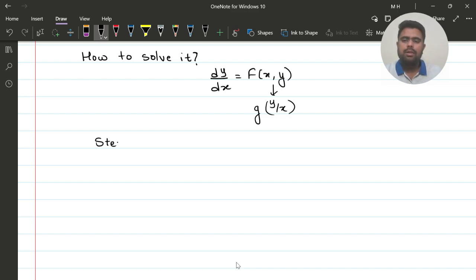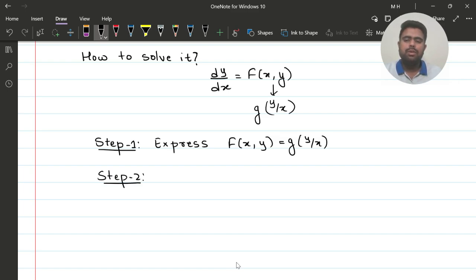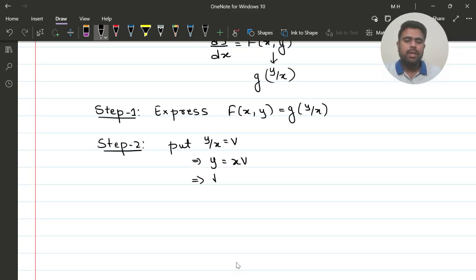What is our step 1? The step 1 is: express the function f of x comma y as a function of y by x, that is some g of y by x. Okay, in step 2 what do we do? We substitute y by x equal to v. So what will we get? We will get y is equal to xv. If we differentiate it, what will I get? I will get dy by dx is equal to, derivative of x is 1, keep v as it is, plus x as it is, derivative of v is dv by dx.